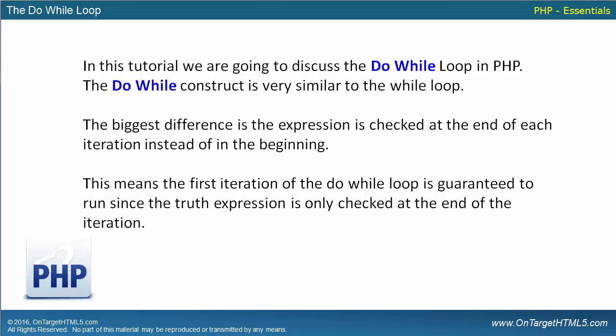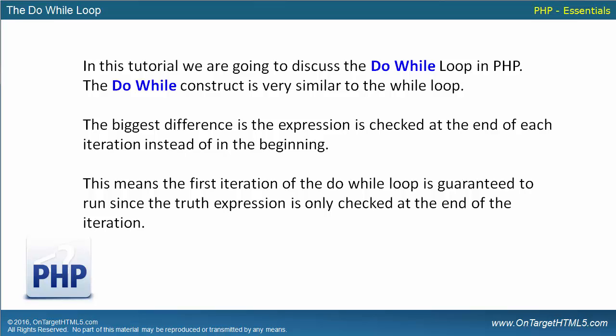In this tutorial we're going to discuss the do while loop in PHP. The do while construct is very similar to the while loop. The biggest difference is the expression is checked at the end of each iteration instead of in the beginning. This means the first iteration of the do while loop is guaranteed to run, since the truth expression is only checked at the end of the iteration.